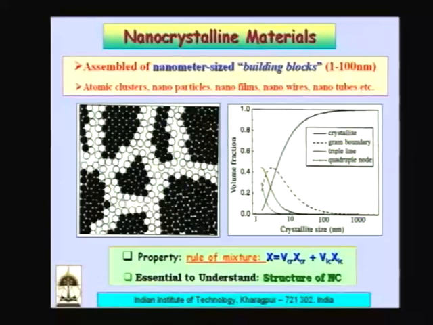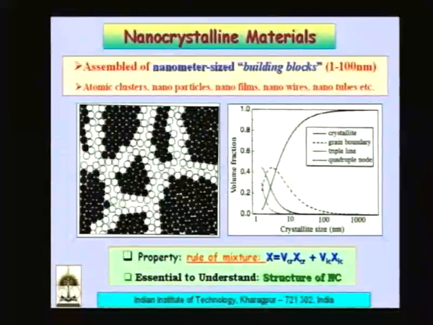So because of that disorder, the properties of such a boundary are going to be different from that of the grain, and once the volume fraction of such a region becomes very large, one has to consider how the properties are going to be affected by such a boundary. And usually we take the property just as a rule of mixtures. Okay.